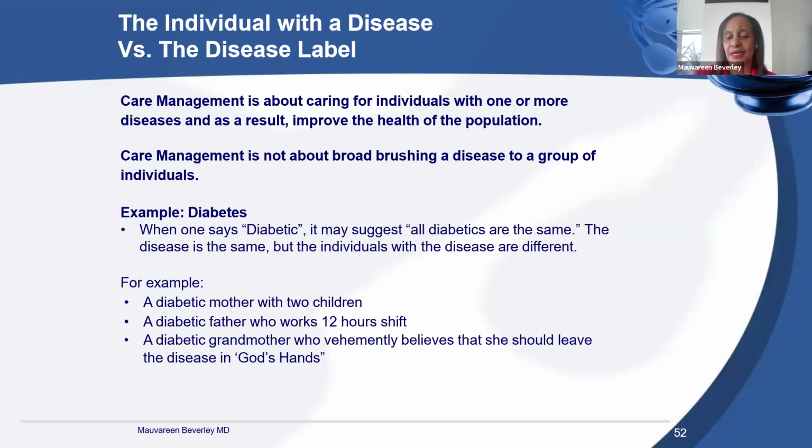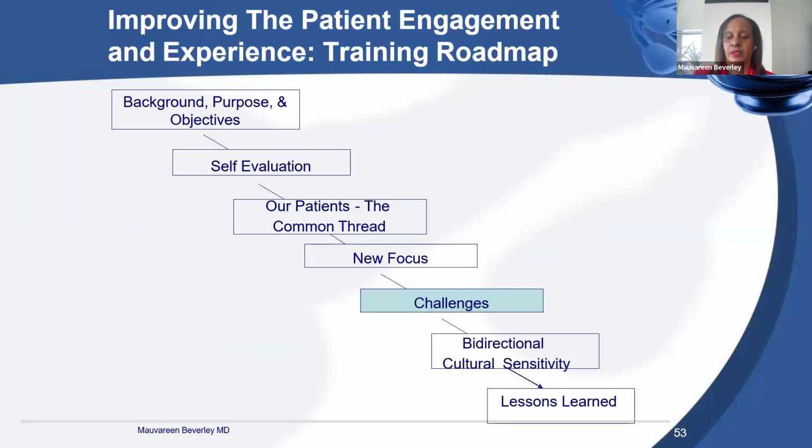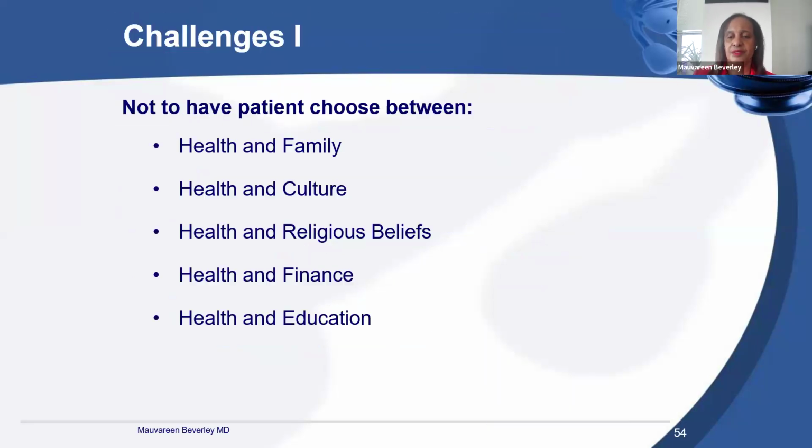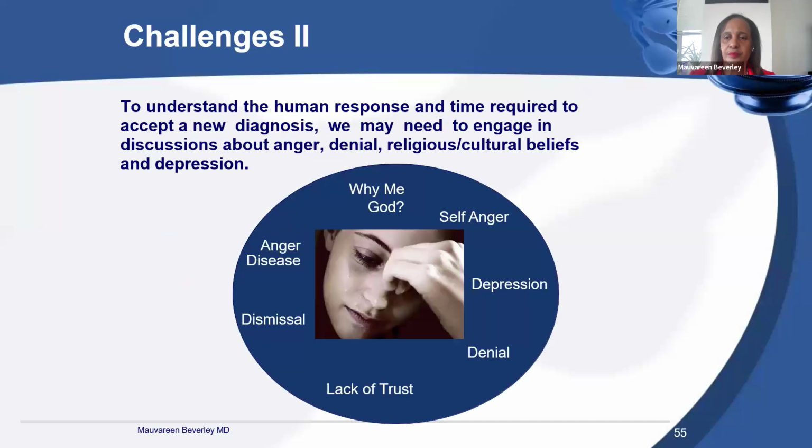For example, there's a diabetic mom with two children. There's a diabetic father who works 12 hours, and a diabetic grandmother who vehemently believes that she has to leave the disease in God's hands. And so what are some of the challenges? Challenge one: not to have the patient choose between health and family, health and culture, health and religious beliefs, health and finance, and health and education.